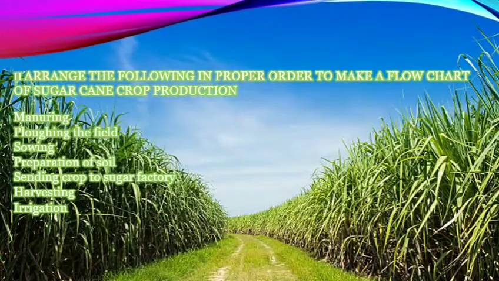Now the second activity is to arrange the following in proper order to make a flow chart of sugarcane crop production. The activities given are manuring, plowing the field, sowing, preparation of soil, sending crop to sugar factory, harvesting, and irrigation. I'll give you 10 seconds to make it in order, and then I'll give you the answers for you to check.